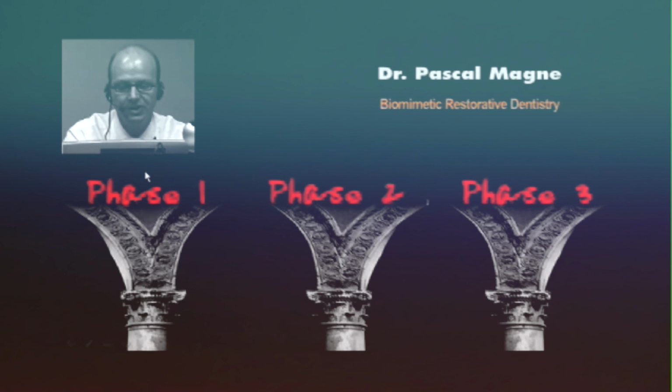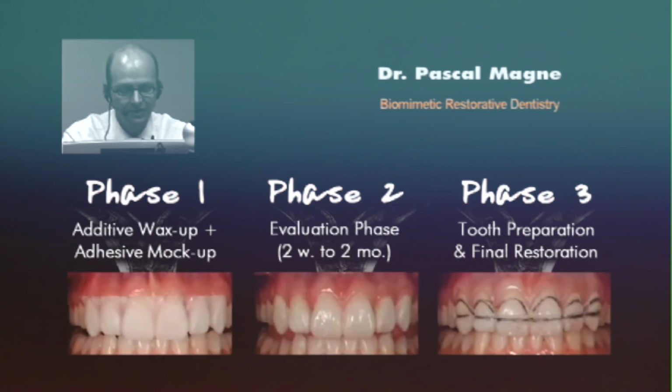Phase 1, we do an additive wax-up on study models, and we fabricate the corresponding mock-up, an additive mock-up over the existing unprepared teeth, and you see that on the picture. This mock-up is finished, glazed to a perfect condition, and is used as a provisional for phase 2, which is the evaluation of this new functional aesthetic situation. We are going to test also phonetics, and the patient will have time to adapt because this mock-up will be bonded to the teeth. I will show you.